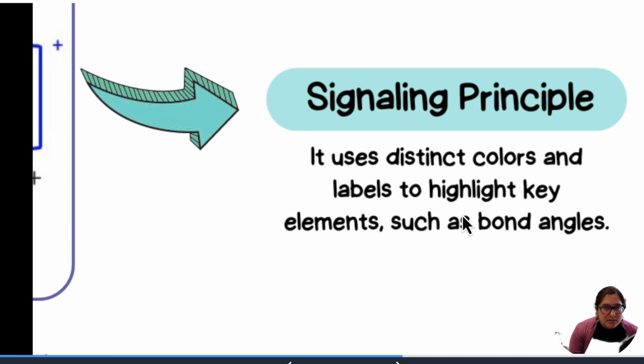Let's talk about signaling, the signaling principle. And this is, can we have students make connections between their dual coding, right? So the visual and the text that is connected. So when we use distinct colors to label and highlight key elements, it's an acceptable thing within these principles.